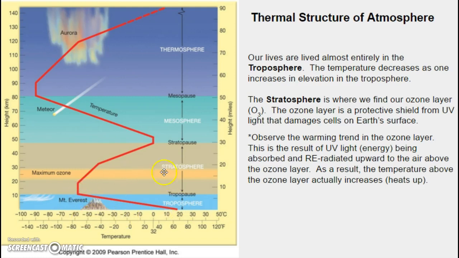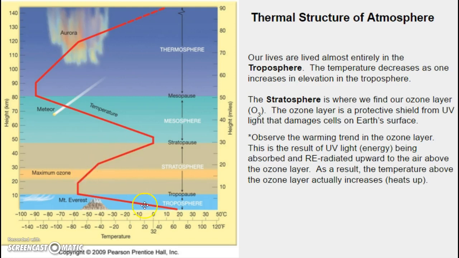The stratosphere, the next layer of atmosphere above the troposphere, is where we find our ozone layer, or O3. The ozone layer is a protective shield that shields us from ultraviolet light that damages cells on Earth's surface. So observe the warming trend. The warming trend in the ozone layer is most notable here.